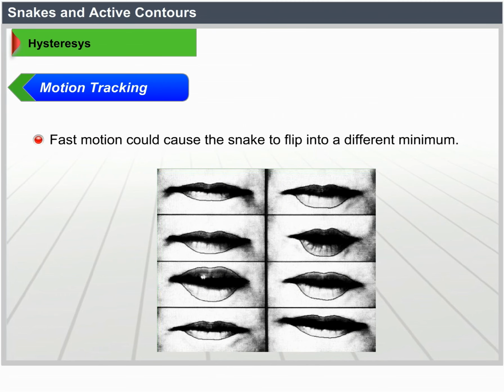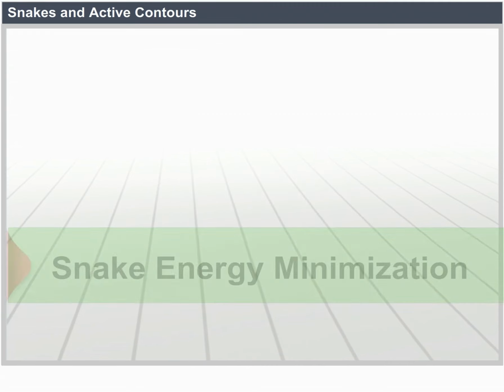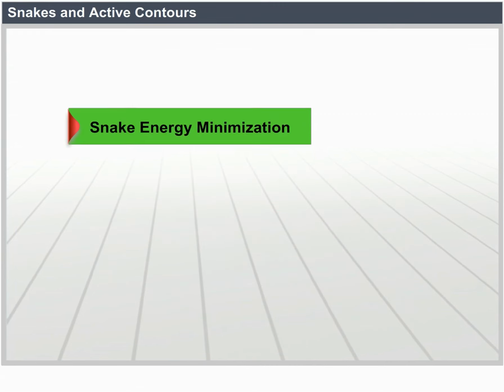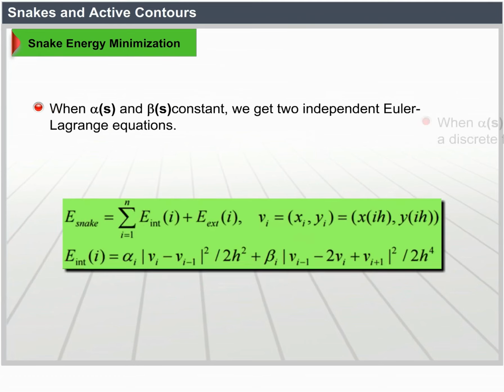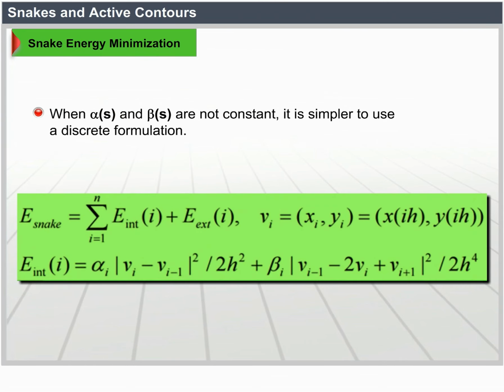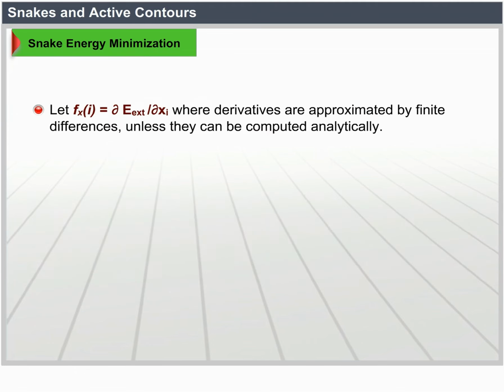Snake energy minimization. When alpha(s) and beta(s) are constant, we get two independent Euler-Lagrange equations. When alpha(s) and beta(s) are not constant, it is simpler to use a discrete formulation, as shown. Let f(x_i) equal the partial derivative with respect to x_i of E_external, where derivatives are approximated by finite differences if they cannot be computed analytically. The corresponding Euler equations are now seen on the screen.